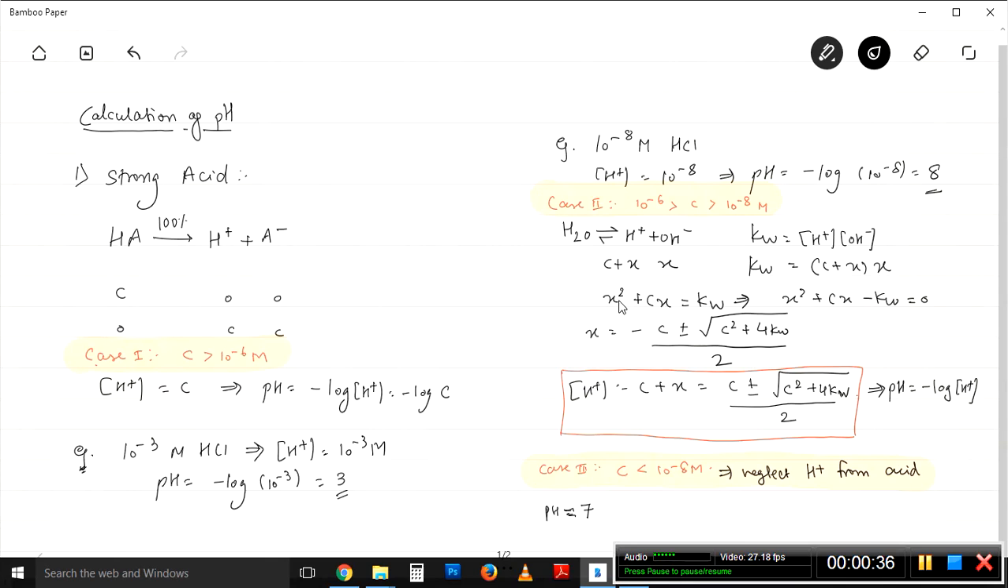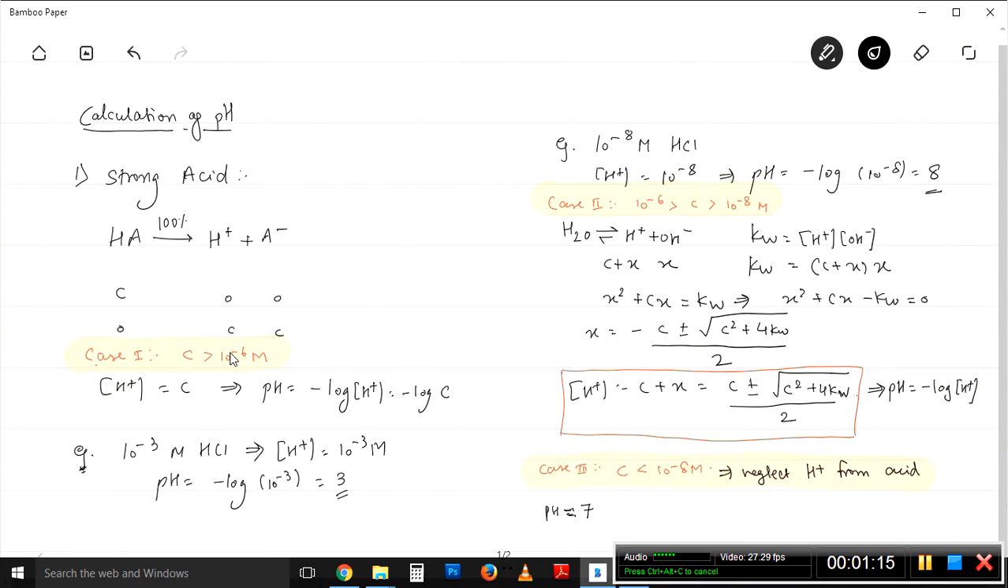Now you will get a quadratic equation in terms of X, which is nothing but X^2 + Cx = Kw. Just rearrange that to give you X^2 + Cx - Kw = 0. Now if you solve for X, you will get X = (-C ± √(C^2 + 4Kw))/2. And the concentration of H+ is nothing but C plus X in your case. So that will give you H+ = (C ± √(C^2 + 4Kw))/2. Now once you get your H+, you can easily calculate pH by taking negative log of this particular value that you will get after solving the quadratic equation.